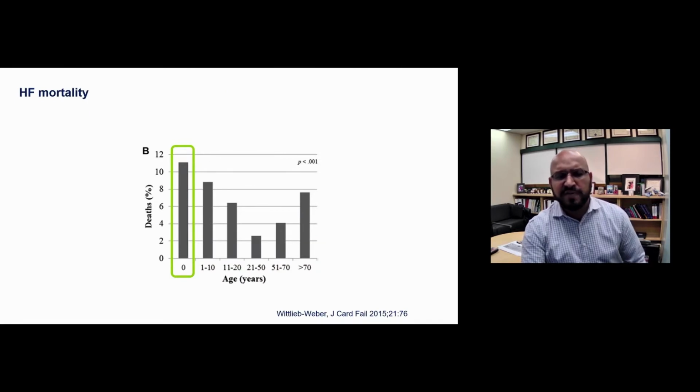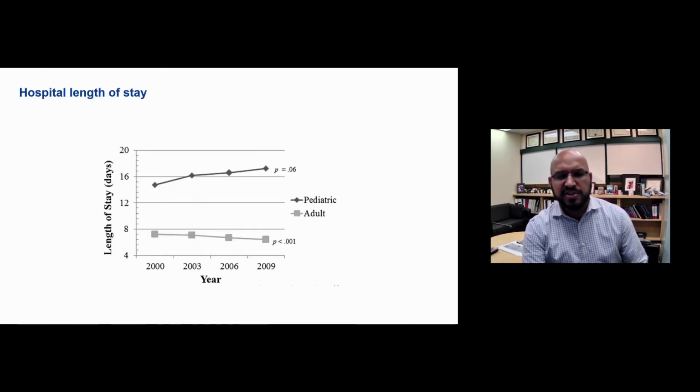And when we look at pediatric heart failure admissions as a whole, you can see that the children who are less than 1 year have the highest likelihood for death. And in addition, pediatric heart failure patients have much longer lengths of stay in hospital compared to their adult counterparts.